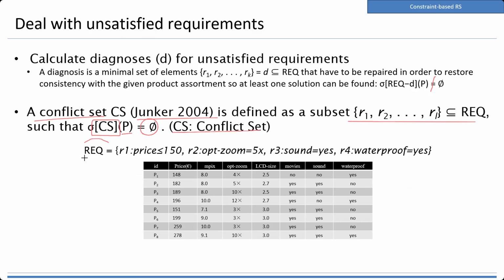Let's say I have the requirements. R1, price is less than 150. R2, the optical zoom is 5 times. R3, the sound is yes. R4, the waterproof is yes. Now, among all those requirements, I need to check which are the conflict sets. The conflict set means the combination of the requirements such that we have no solution.